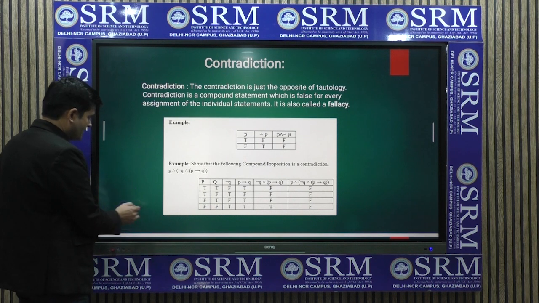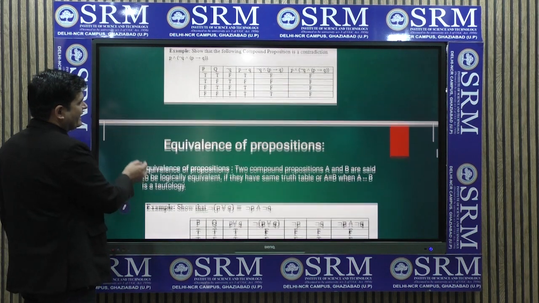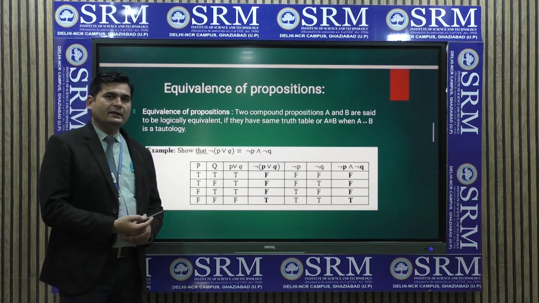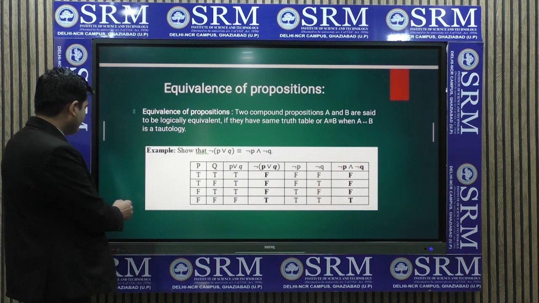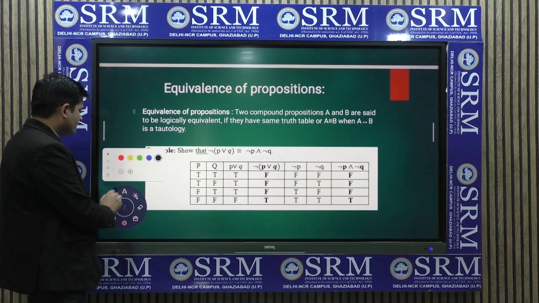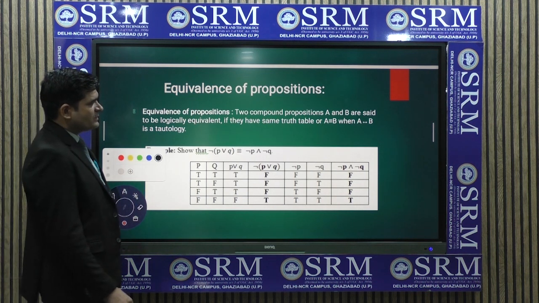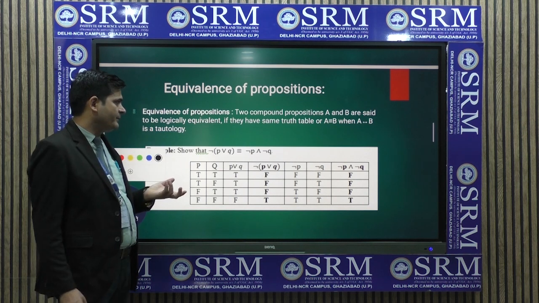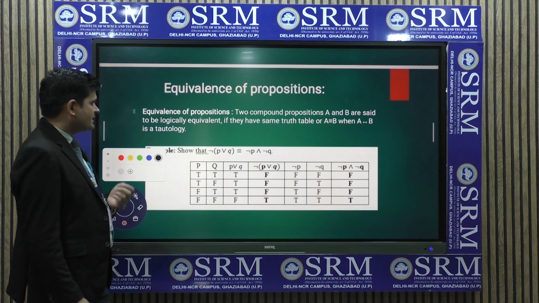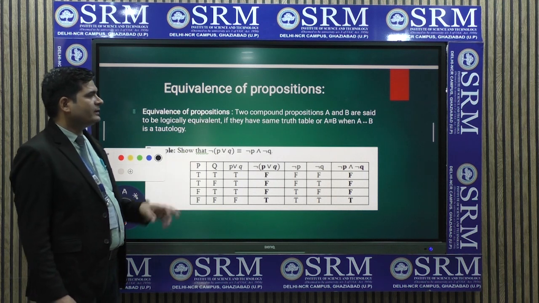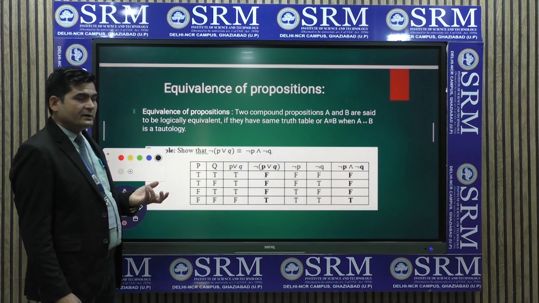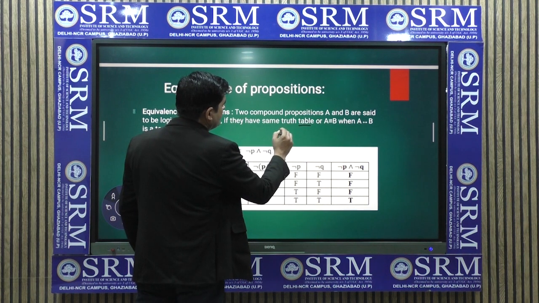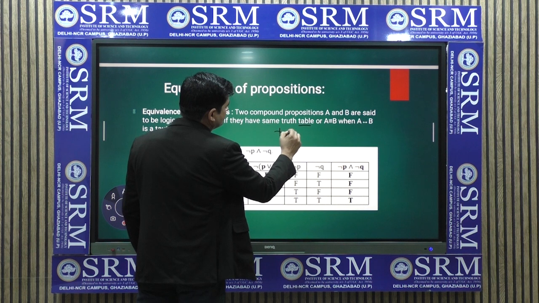Okay, so next is equivalence of propositions. Student, whenever you say that two propositions A and B are equivalent to each other, suppose we have two propositions, A and B. They are logically equivalent if they have the same truth values.